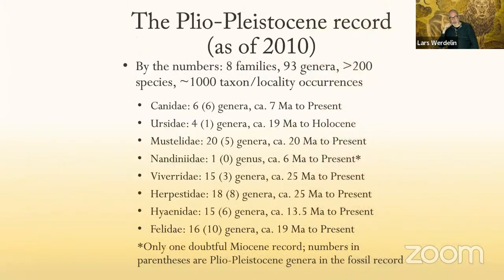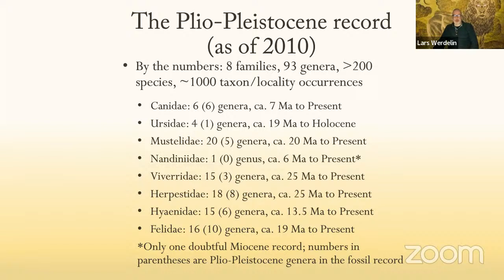So the Pliocene fossil record of carnivora. These are data from Cenozoic Mammals of Africa, which Rene so kindly introduced and used as a dumbbell. These data are about 10 years old. There has been some addition, a couple of genera and a number of species, but not much.